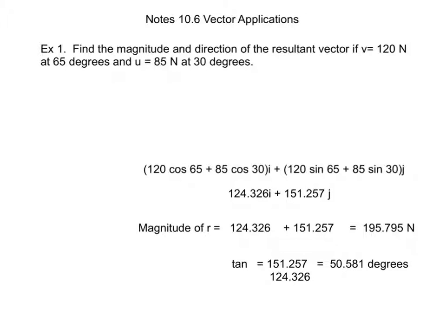Problem 1. It says find the magnitude and direction of the resultant vector if V is 120 newtons at 65 degrees and U is 85 newtons at 30 degrees. If we draw them geometrically, we start with a horizontal line. You draw your 120 at 65. You draw a horizontal here, measure 30, and my resultant is here.